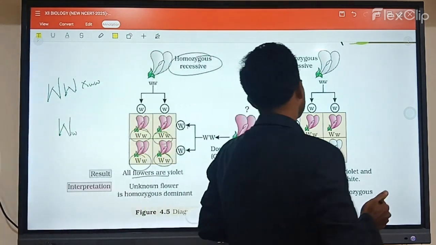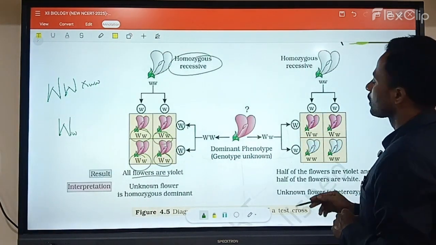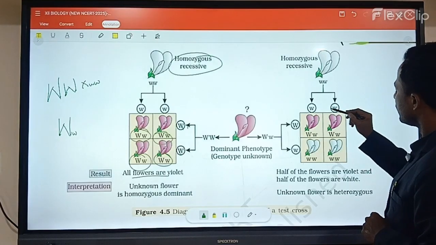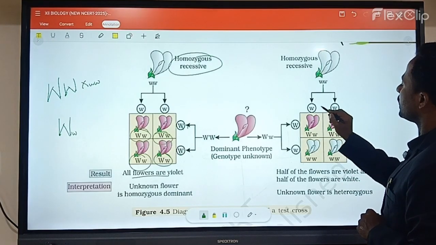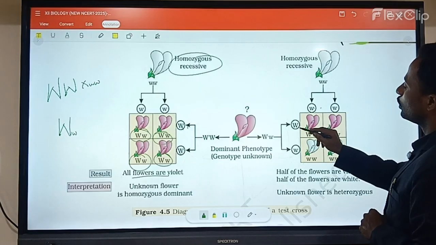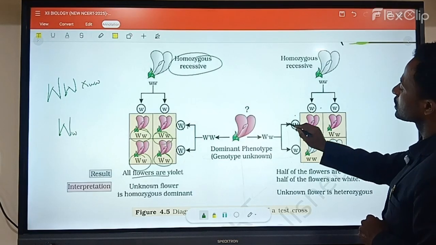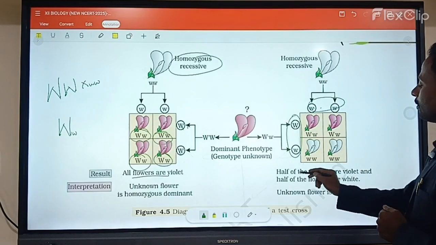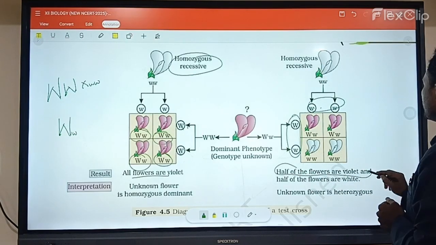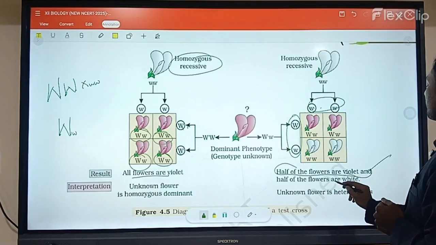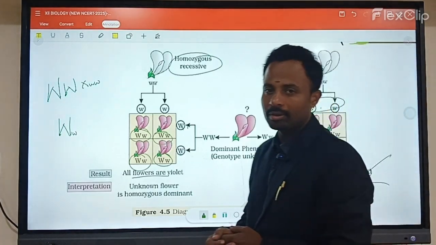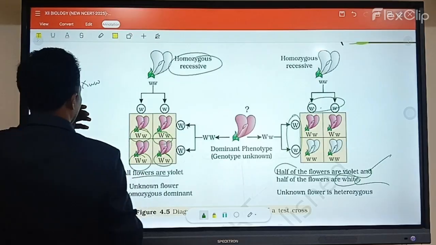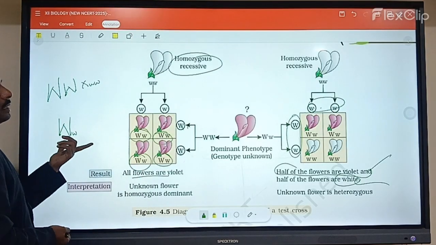See here, in that process he took a capital W and a small w, here capital W and small w. It means it is a heterozygous parent, crossed with the homozygous recessive parent. When he crosses, what do we get? Some flowers are violet and some flowers are white. So here is one more point. Here he is talking about the test cross.